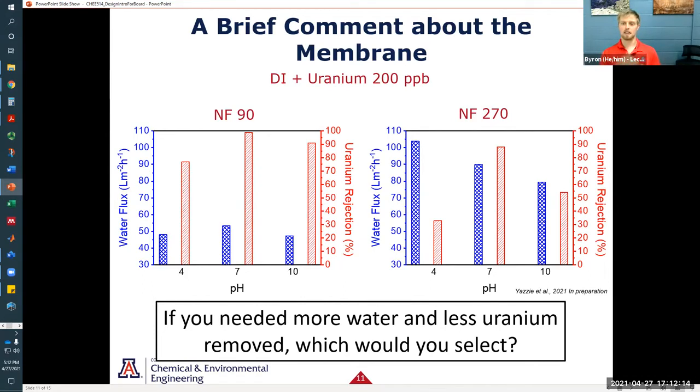So if we look at this, we have 2 main types of nanofilters we're going to use, an NF90 and an NF270. Both of these are rejecting uranium, as you can see in the red, and the blue shows the water flux, or the amount of water passing through these membranes. So you can imagine you can choose between NF90 or NF270 depending on your location.